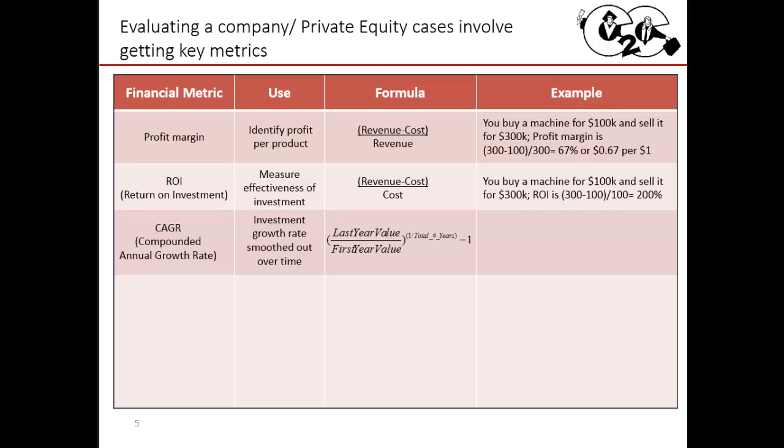The last year value over the first year value to the power of 1 divided by the total number of years you're looking at, minus 1. Now, this is an example of why this is important.